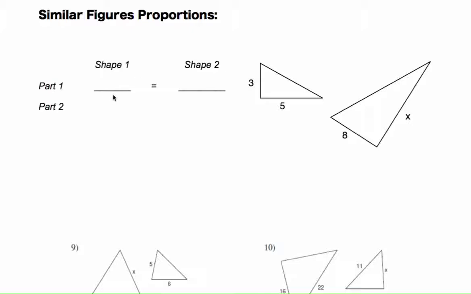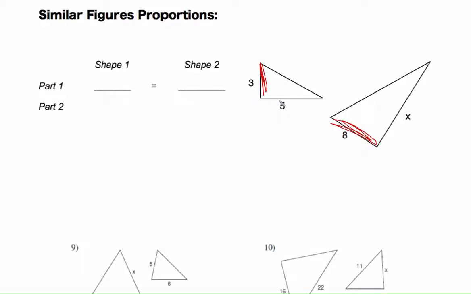Remember, there's two shapes that have the same shape. So for each part on one, there should be a corresponding part on the other. Let's see how we can match those up on these two triangles. Okay, so this 3 here, which part matches up with that on this triangle? Well, let's see, this 3 is the shortest side, so it needs to be the shortest side on this triangle.